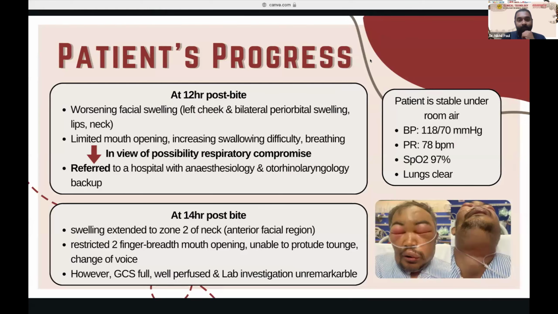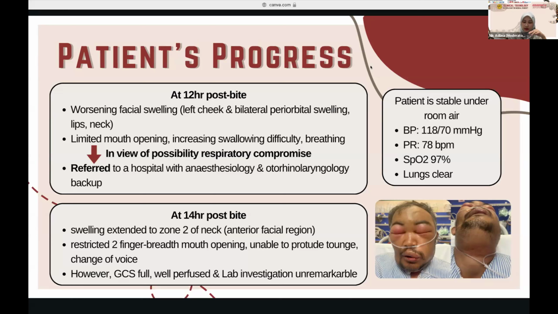So this is the patient's progress, which is worsening. We can see the facial swelling now from the left cheek, involving both eyes, bilateral periorbital swelling, including the lips and also the neck. The patient now has limited mouth opening, increasing swallowing difficulty and also breathing problems. So in view of this compromised airway, he was then referred to a center hospital with anesthesiology and otorhinolaryngology backup, as this is only a district hospital.